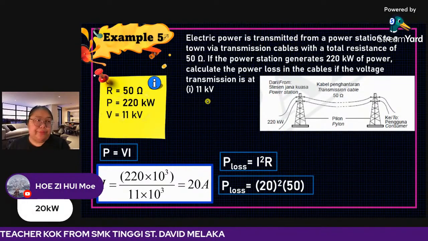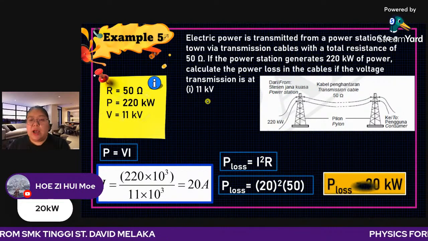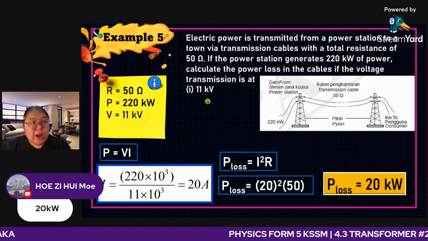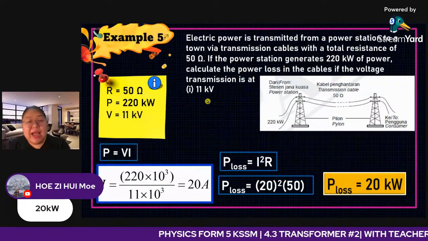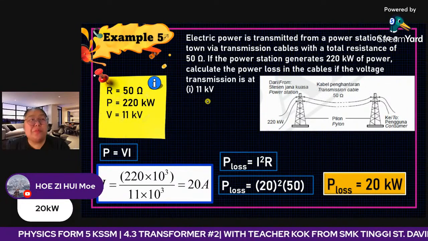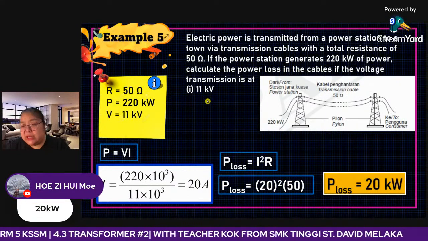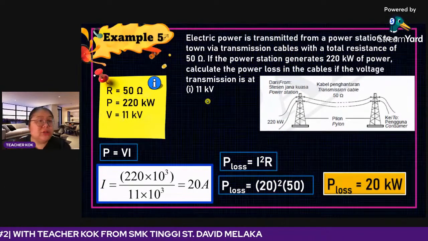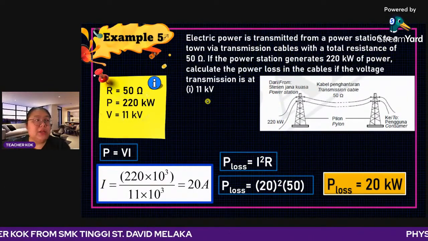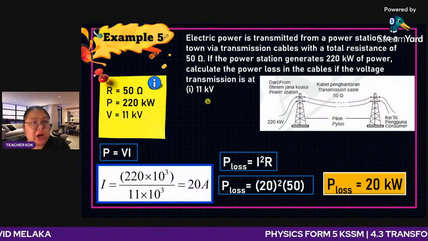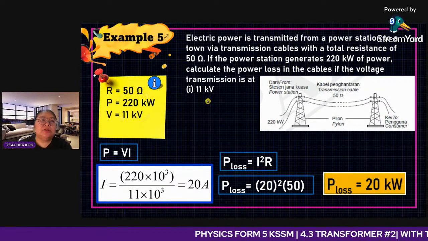So we go to check. I put in 220K and I will lose 20K. It means you lose so much already if you lose 20K. Now we continue to do the same calculation, but I increase the voltage. I'm using the transformer to increase it. So you see what happens.